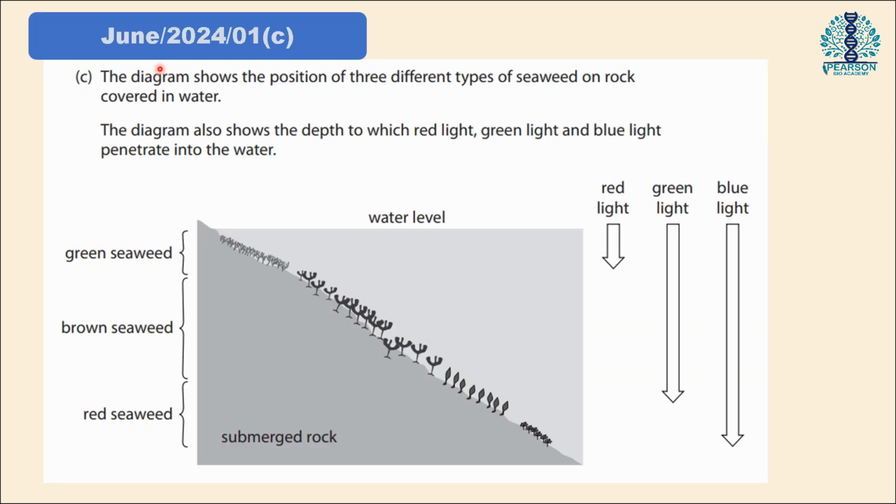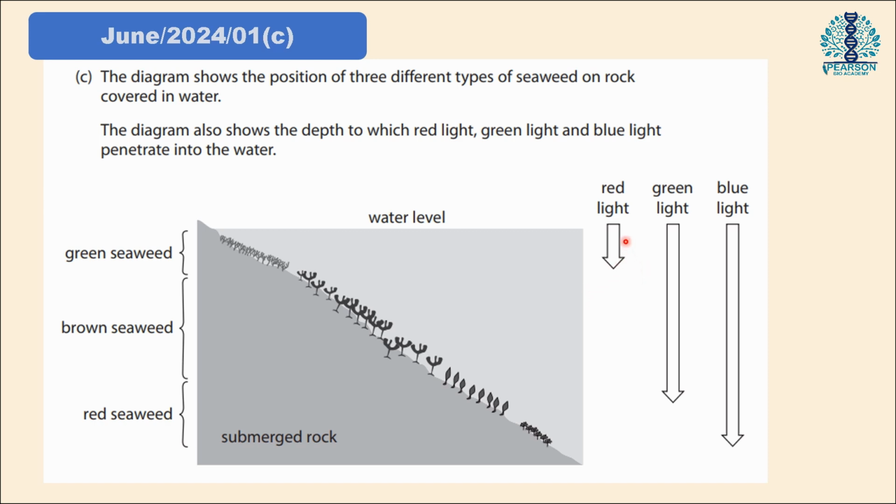The next question is from the 2024 June paper, and it's about seaweeds and light absorption. The diagram shows the position of three different types of seaweeds on rocks covered in water, and it also shows how far red, green and blue light can penetrate into the water. Let me explain the concept first. First, let's talk about why the position of each seaweed is important. The depth at which each seaweed is located determines which types of light can reach it.